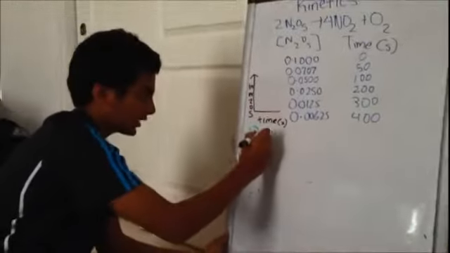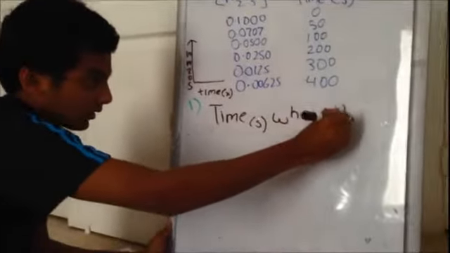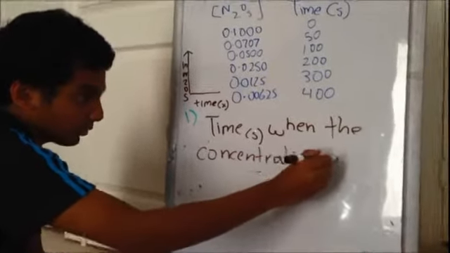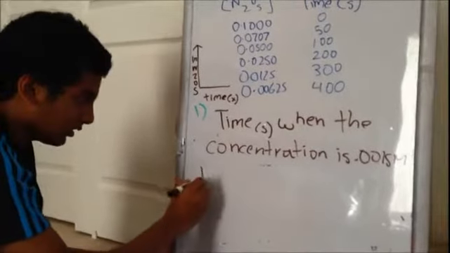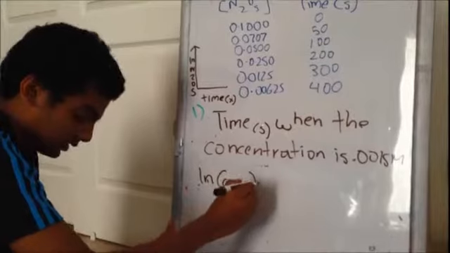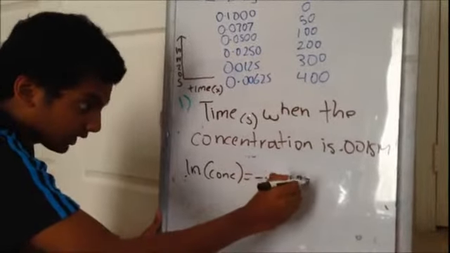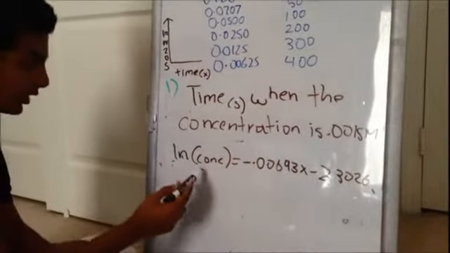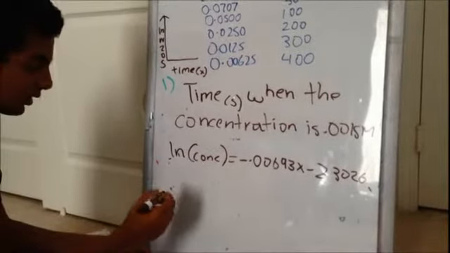So the last part of the problem wants us to find the time in seconds when the concentration of N2O5 is 0.0015 M. So as Nadir was saying earlier, the equation we did get was ln of the concentration is equal to negative 0.00693x minus 2.3026. So in the previous problem we were solving for concentration, but in this problem we are solving for time. So in this case we are given the molarity, so we plug it into the y value, and Nadir will show you how to do that.